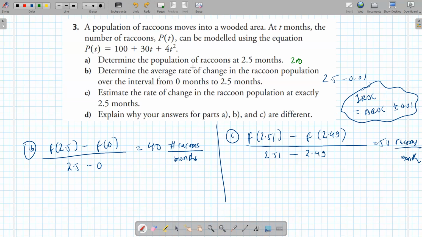And C is asking us to find the slope of the tangent line, which is 50. That's why they're different, because it's asking us for 3 different things. They don't all have to be the same. Kind of make sense?